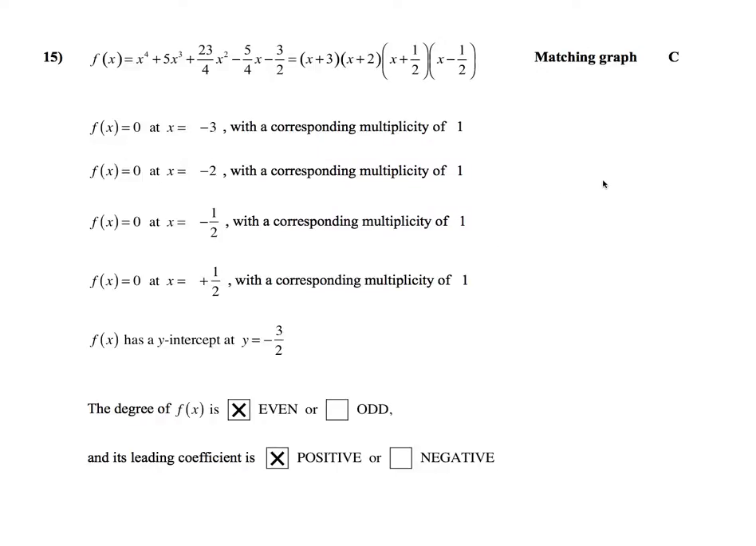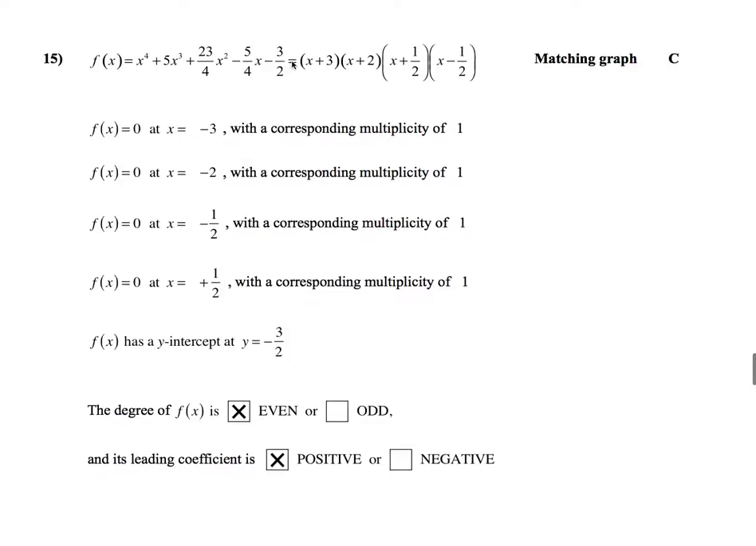Here's the last of our matching questions, number 15. It's a polynomial, and it has zeros at -3, -2, -1/2, and +1/2. And the multiplicities for each of them are 1, 1, 1, and 1. The y-intercept is this number here at the end, -3/2, because if we substituted 0 for all these x's, those terms would all vanish. So the y-intercept is at y equals -3/2.